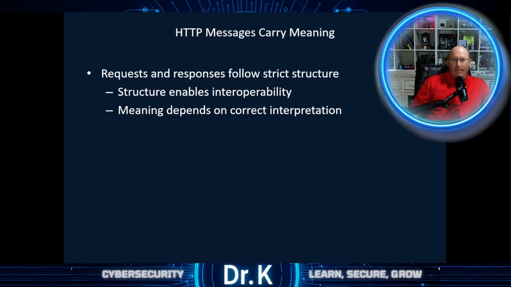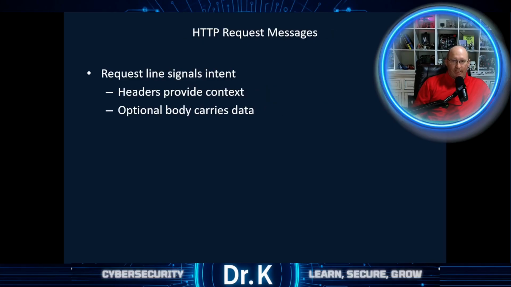Now, HTTP messages are not arbitrary data streams. They follow a precise structure that both the client and the server must understand. We've said this repeatedly, right? You have to understand both the source as well as the destination. This structure allows independently developed systems to communicate reliably across the global internet. If either side misinterprets a message, the communication breaks down, even if the transport succeeds.